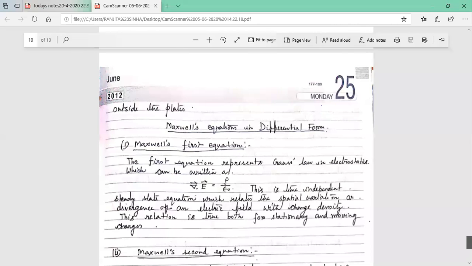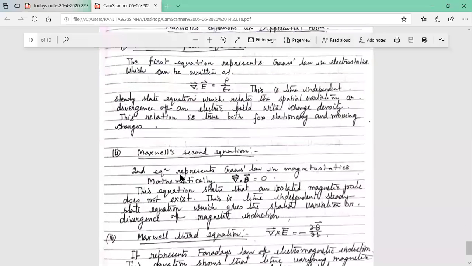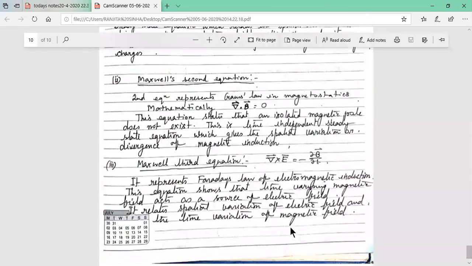Now why I am discussing all these laws, then it will be clear for you. Maxwell's second equation is divergence of B equal to 0. That is the Gauss law in magnetostatics. Maxwell's third equation, curl of E equal to minus del B by del T. Which law does this say?